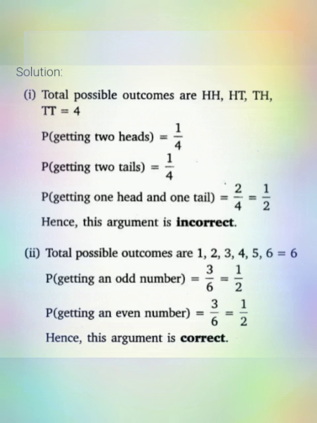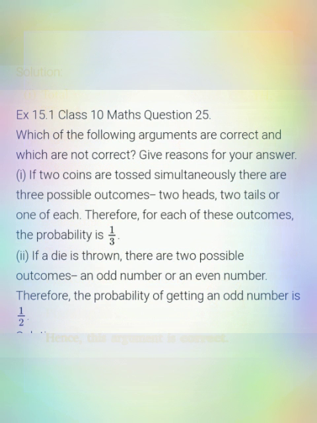Two outcomes favor it, because in HT, H is one time and T is one time, and similarly in TH also, H once and T once. So the probability of getting a head and a tail is 2 by 4, that is 1 by 2. So what the argument said was not correct, because in the question the probability was given as 1 by 3. They are not equally likely outcomes, they have different probabilities. So the argument is incorrect.